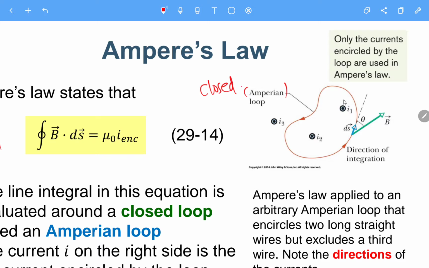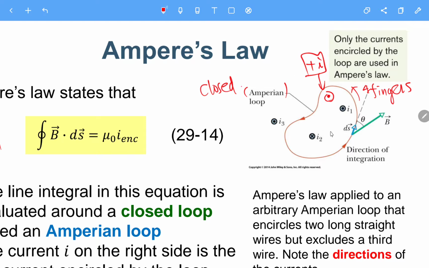To determine the sign of the current, you use your right hand. Your four fingers follow the direction of this loop, and then your thumb will point out of the page, which means a positive current, positive I. If the current is pointing out of the page, we count it in a positive way. If the current is pointing into the page, we count it negatively.